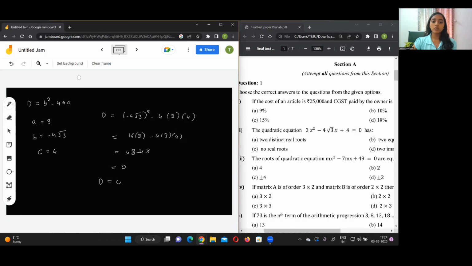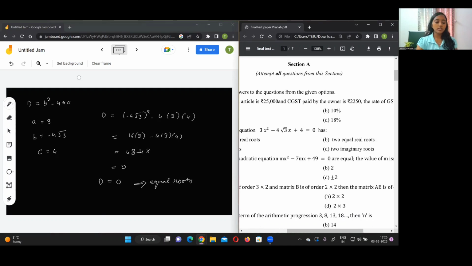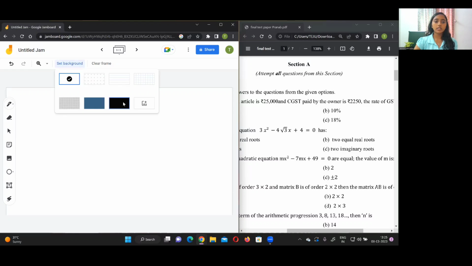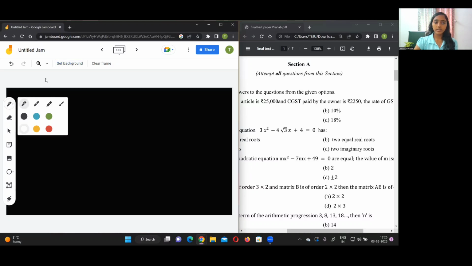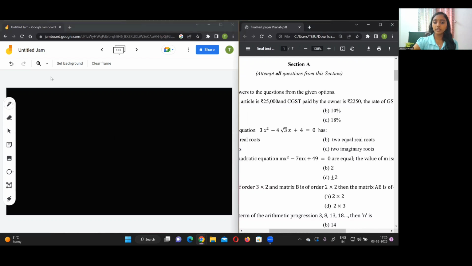So therefore, we got D is equal to 0. So when D is equal to 0, it means there are equal roots. So the answer for this particular question will be 2 equal real roots. So B is the answer for this particular question. So this is a very easy question. You didn't have to write that b square minus 4ac; you could have directly substituted and got the answer directly. So it's a very easy question. Direct 2 marks mil gaye aapko.